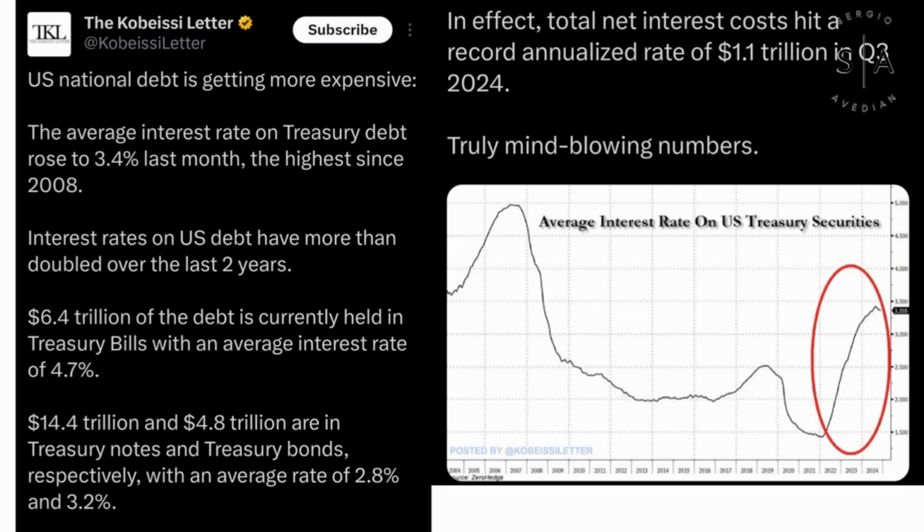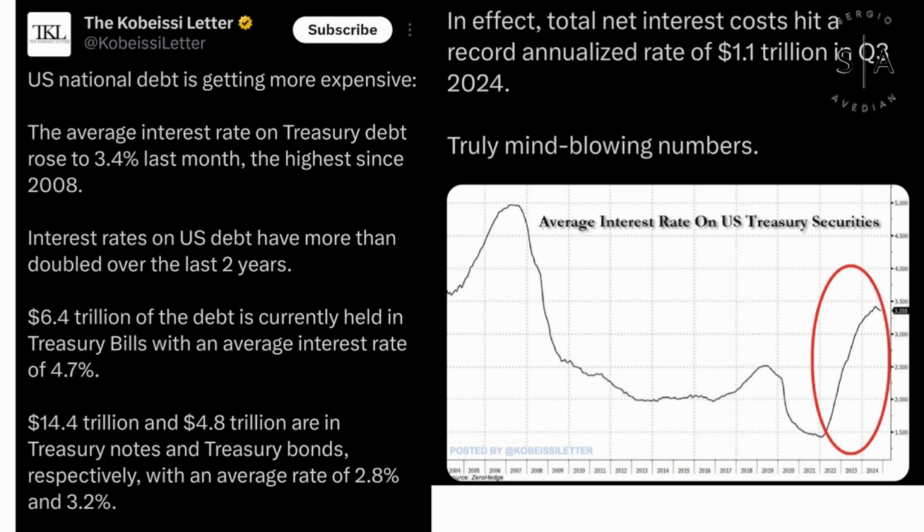So not only does the US national debt keep going up a trillion every 100 days, the interest cost on that is going up, because all the old maturing bonds with lower interest rates will have to get replaced, and an extra couple of $1 trillion a year, we have to pay interest on that. So interest rates on US debt have more than doubled over the last 2 years. Yeah, because the Fed raised rates, bonds are maturing, we have to pay more. Simple math, really. It doesn't take a genius to figure it out. 6.4 trillion of the debt is currently held in treasury bills with an average interest rate of 4.7%.